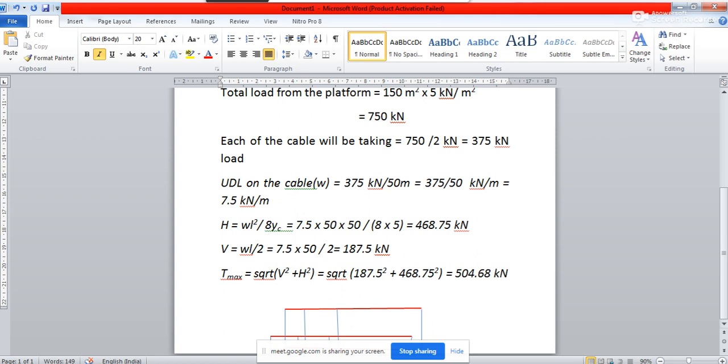And the second part of the problem, will you be able to solve? Find the necessary section area required if the allowable stress is 120 Newton per millimeter square.